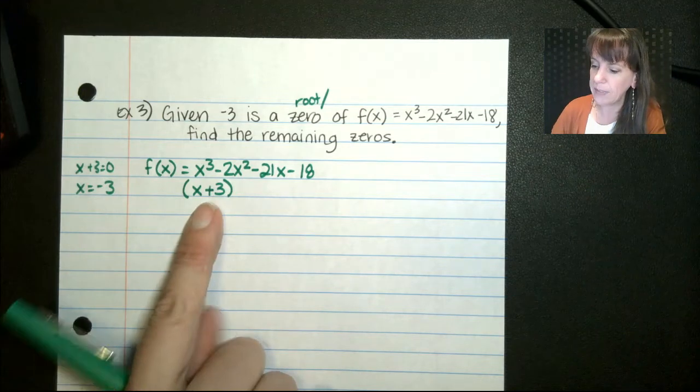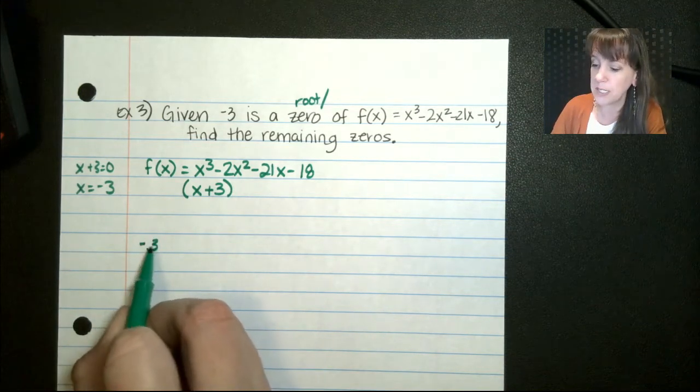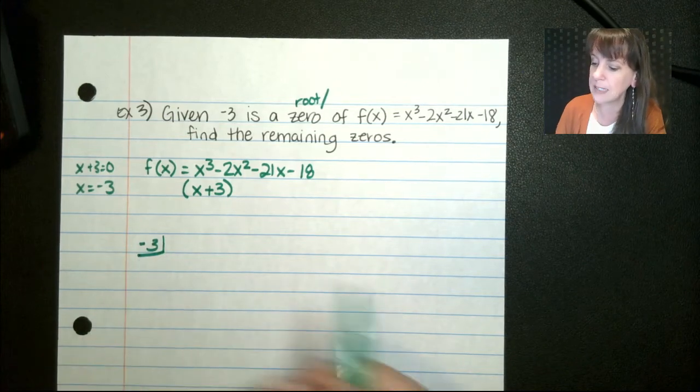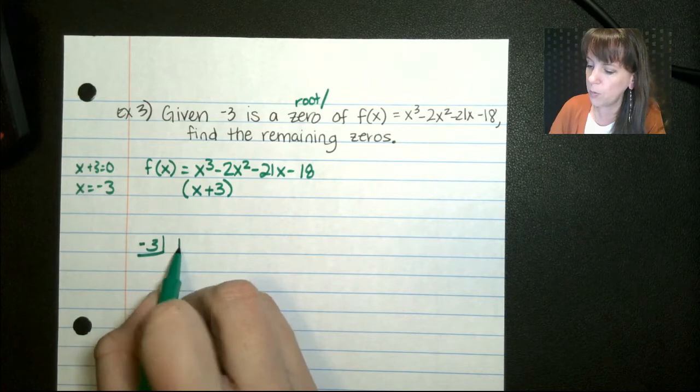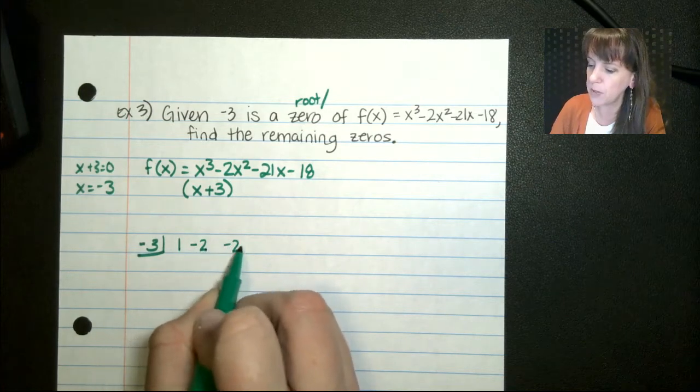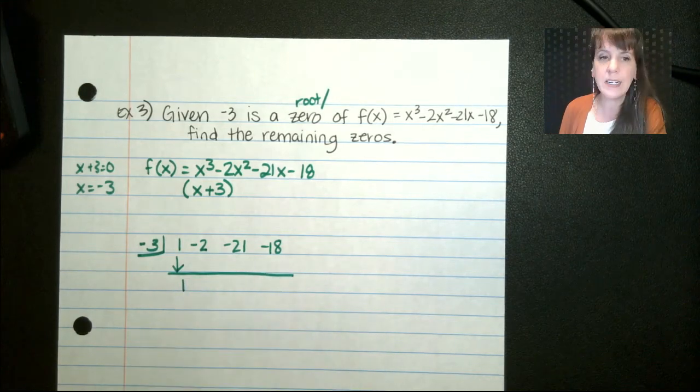So now that I have that, what we're going to do is a little bit of synthetic division. So I'm going to take my 0 or my x here. Now I'm going to put my coefficients here. All of them are there, so we're good. 1, negative 2, negative 21, negative 18. Bring down my 1. Now I am ready to begin my synthetic division.